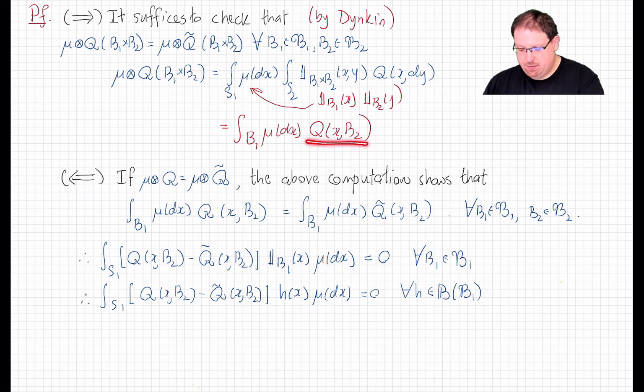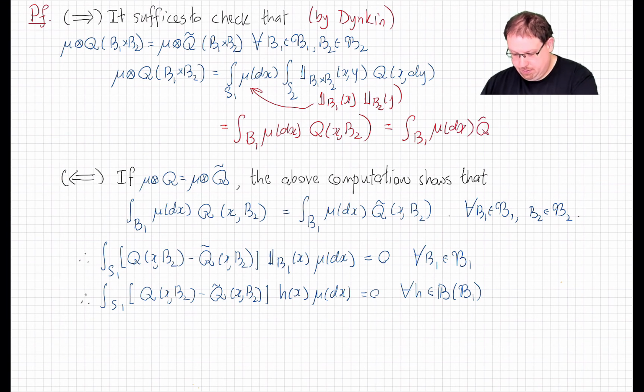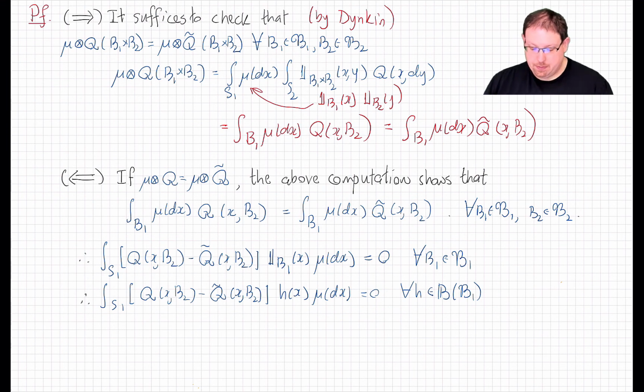But because this function of x and the other kernel q tilde at x and b2 agree on a set of full mu measure, it therefore follows that integrating them, you get the same answer. And now we can work our way backwards with a q tilde in place of a q to get to mu times q tilde of b1 times b2 here, verifying the result for product sets and therefore for all elements of the product sigma field.